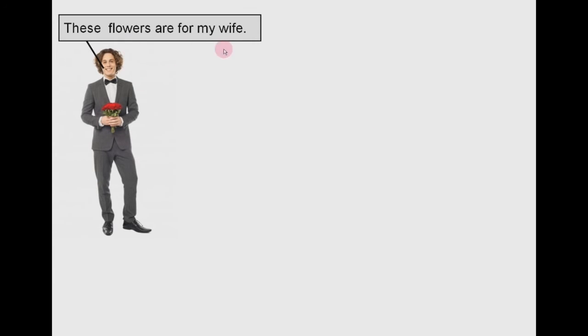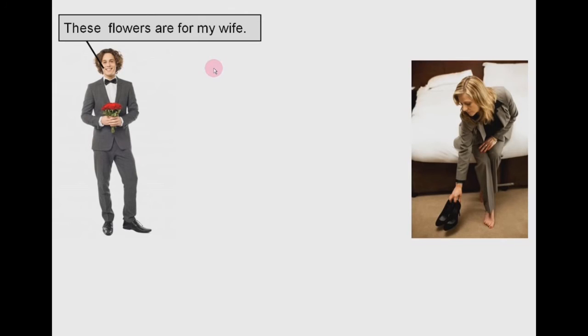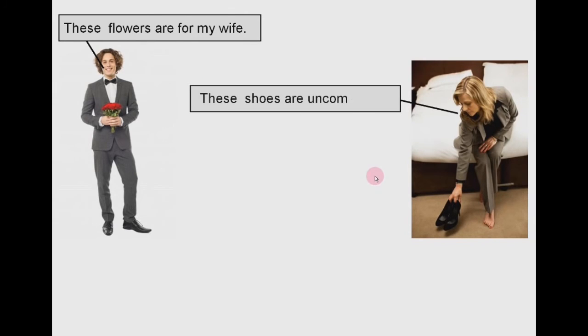These flowers are for my wife. These shoes are uncomfortable. So now we are using the word these and a noun. So again, these is to specify a noun in the plural for something that is close to us. So the flowers are near to the person, and flowers are in the plural. So we use the word these.